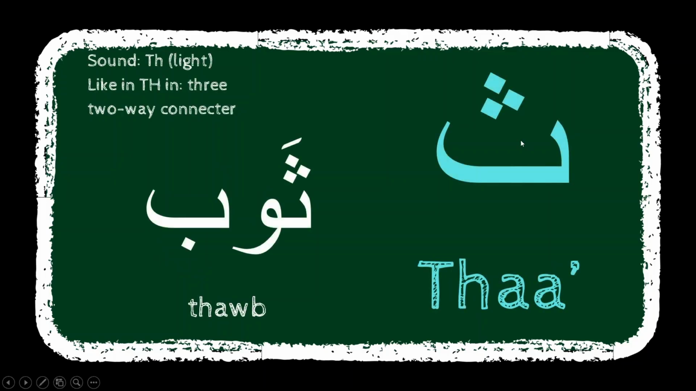The next letter is tha, and this is a light letter, pronounced like the th in three. It's also a two-way connector, and this word is thawb. Now your turn. Thawb means a dress.